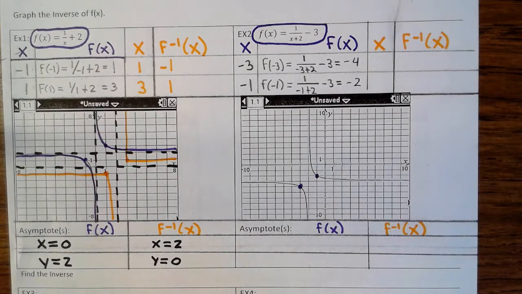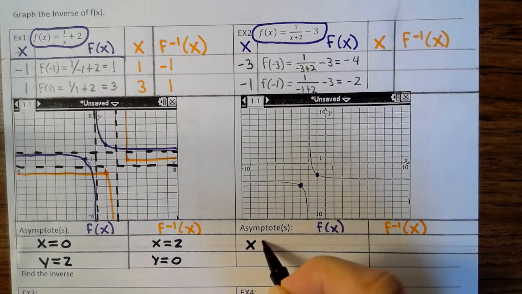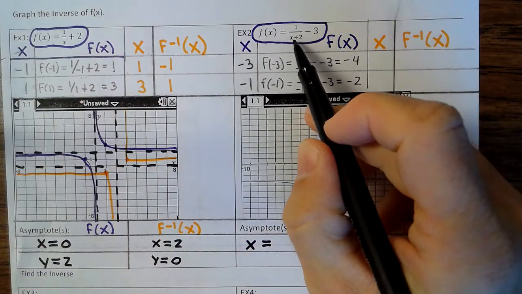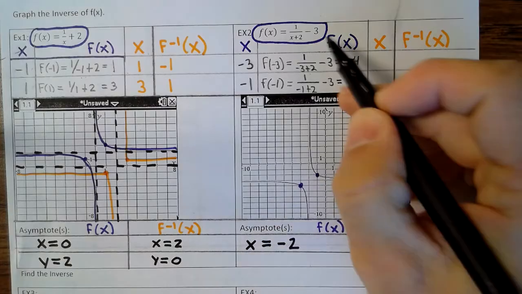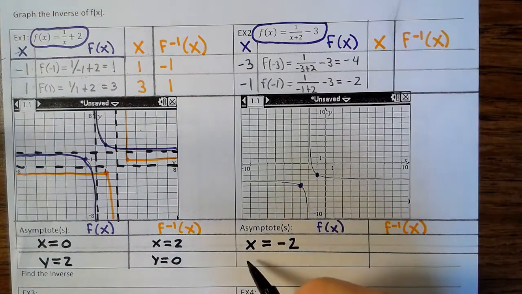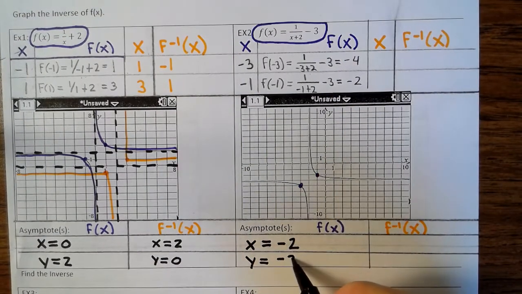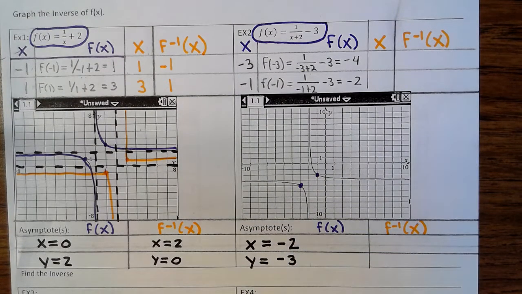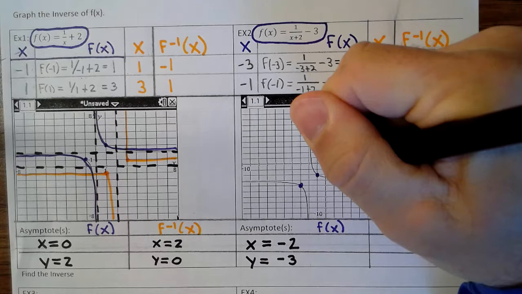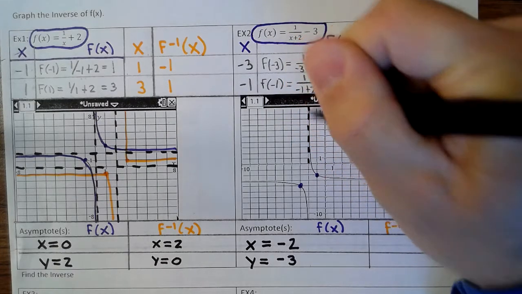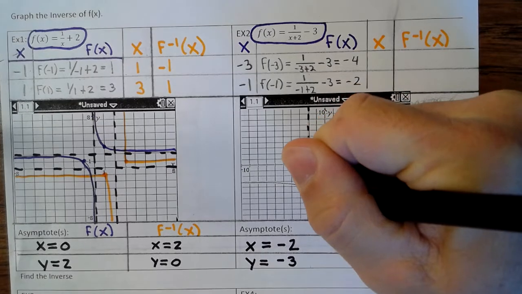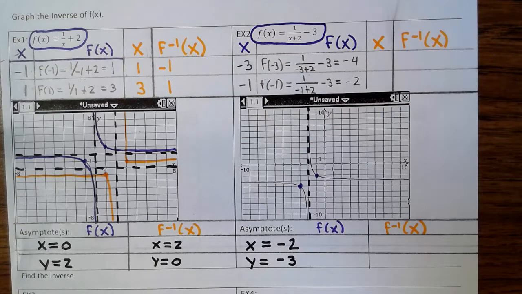Now here, for the asymptote, we have to find out what makes this 0. Well, we know that -2 plus 2 is 0, so x equals -2. And here we see our horizontal asymptote moves down to -3, so y equals -3. Okay, so x equals -2. And y equals -3.